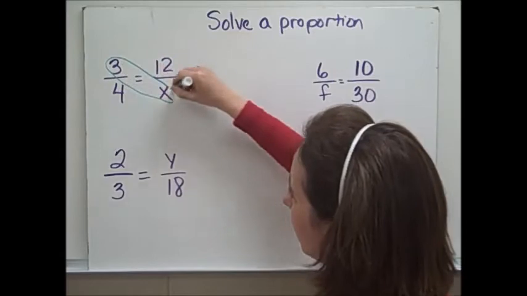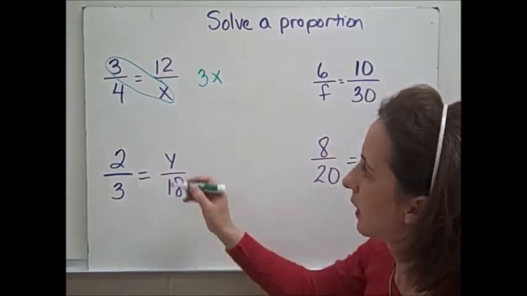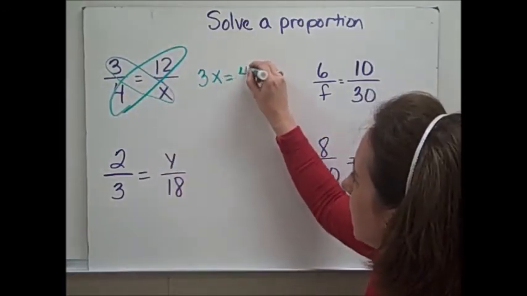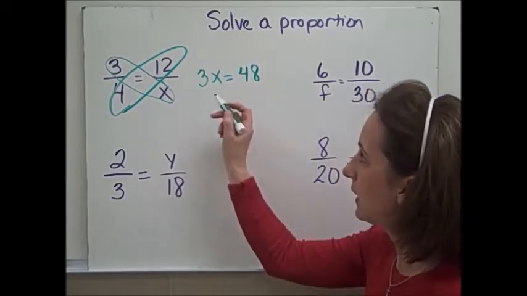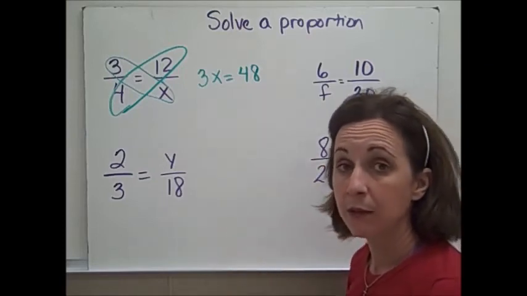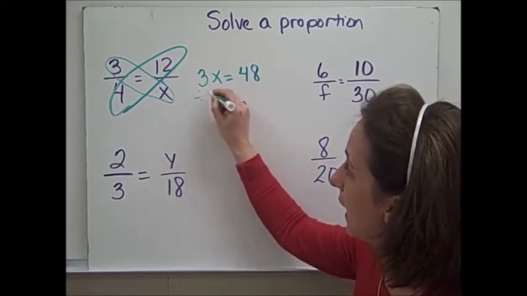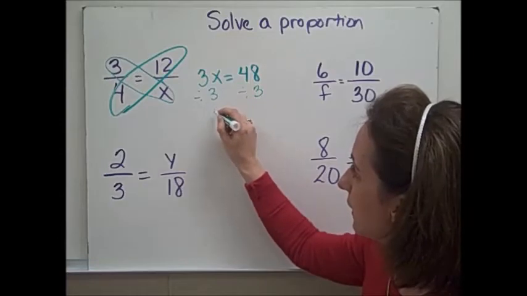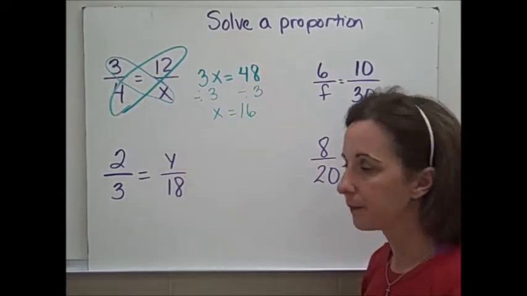So this 3 times x is 3x, and 4 times 12 is 48. And because we know we're solving a proportion, we know they have to be equal. And here you're looking at a one-step division multiplication equation. Because we have to use the inverse operation, we're going to divide both sides by 3. So this is x, and 48 divided by 3 is 16.